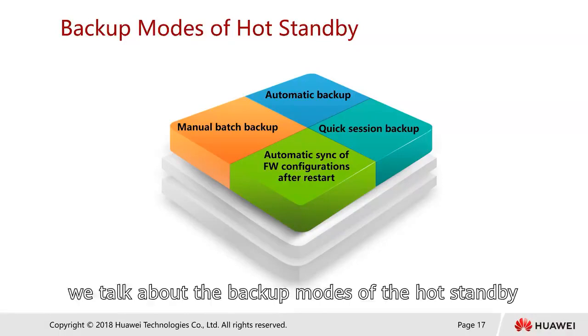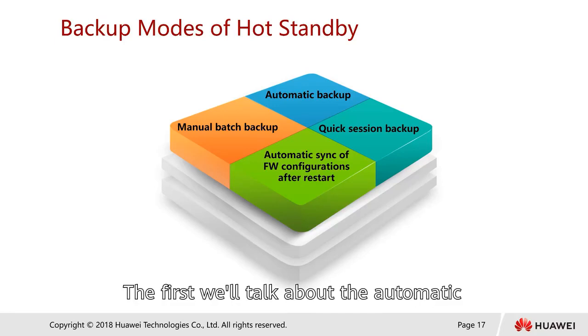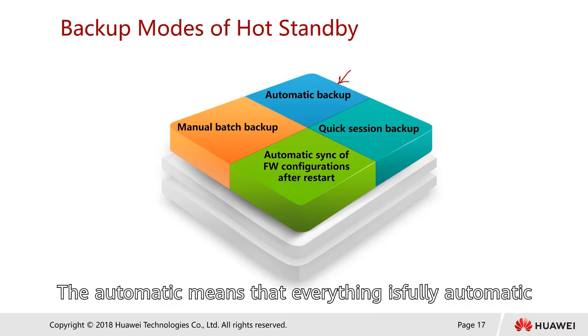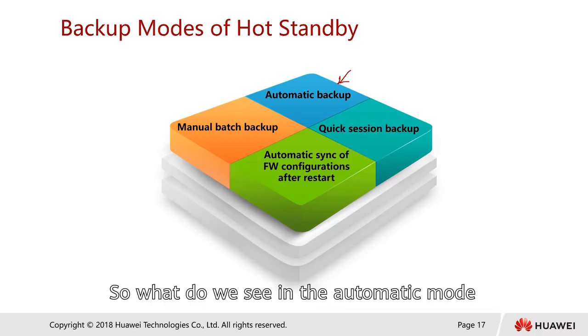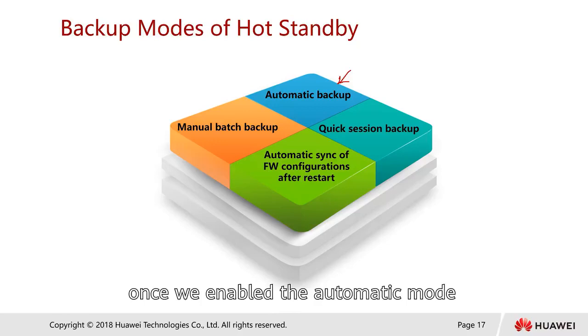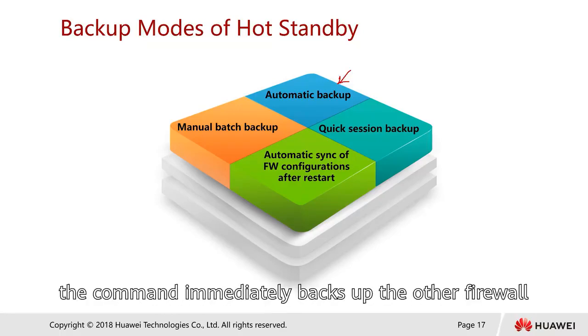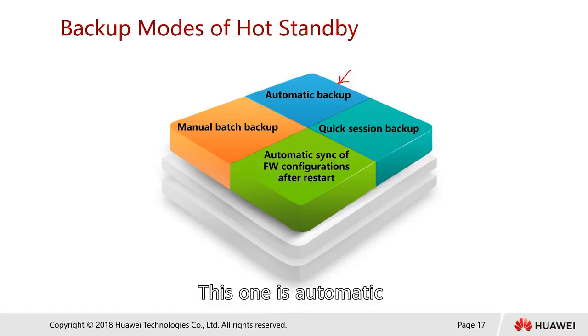All right. So the next is we talk about the backup modes of the hot standby. Okay. So as a hot standby, we can configure multiple different modes. The first we talk about is the automatic. The automatic means everything fully automatic. So what do we see in the automatic mode? Okay, once we enable the automatic mode, every time we execute any command that can be backed up on the firewall, the command is immediately backed up to the other firewall. Okay, so this one is automatic.